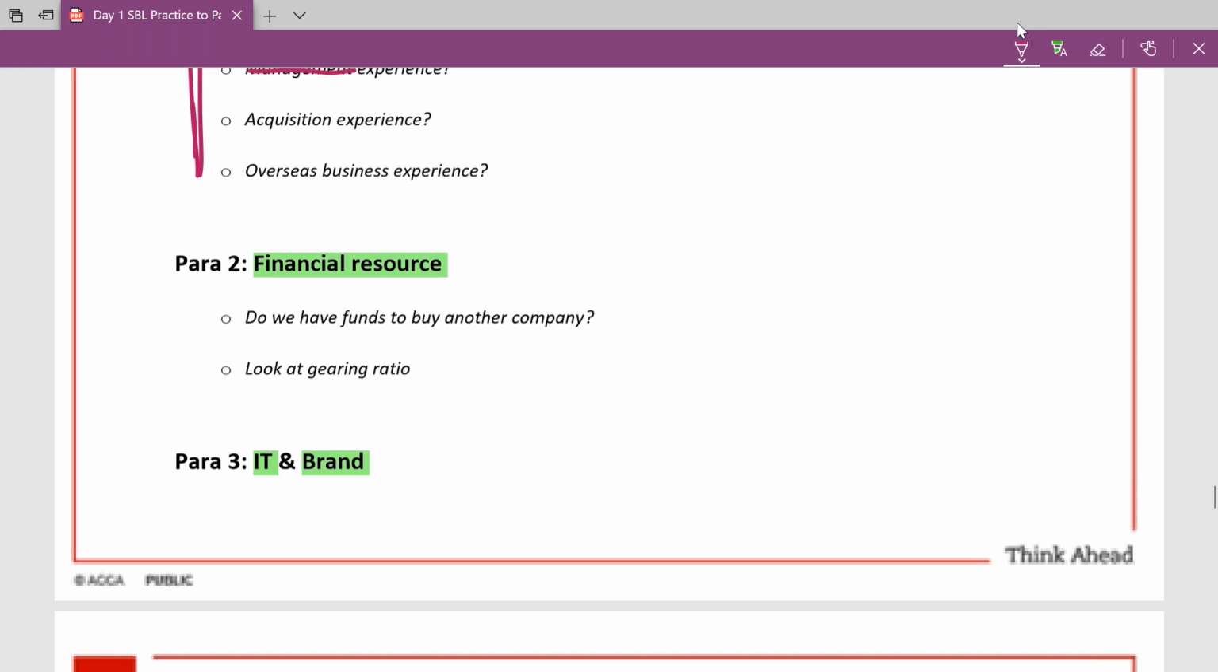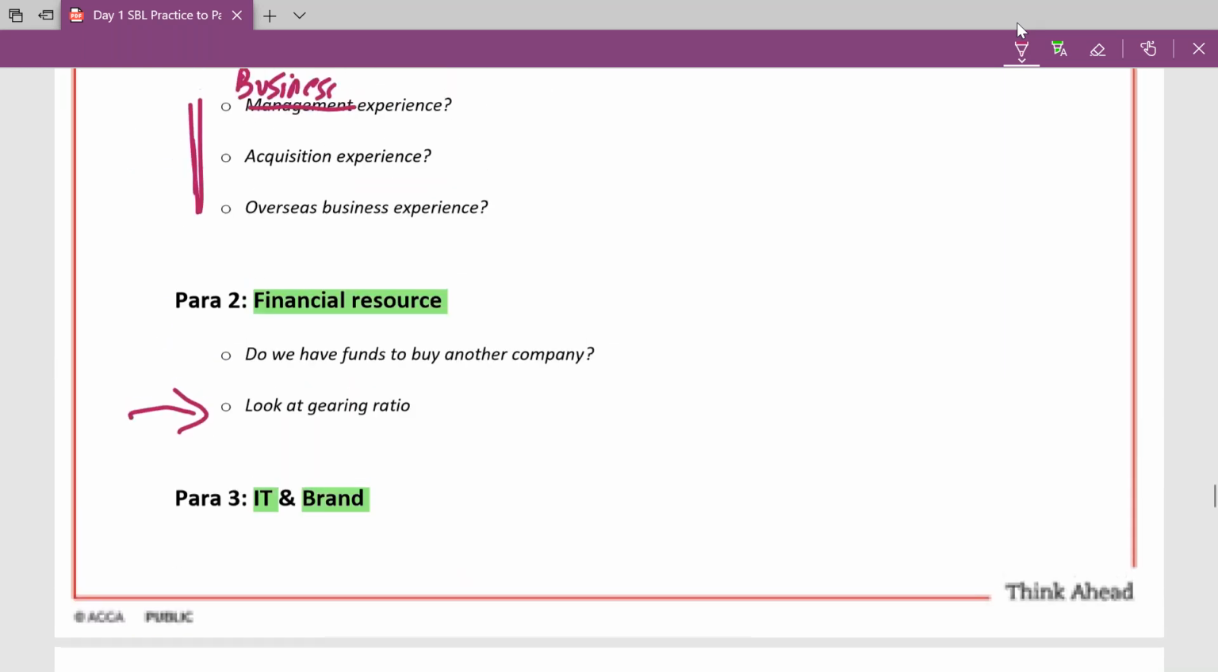Now, if you are a cash rich company, then you might have reserves and cash. And if you are not a cash rich company, then you might need to take financing. So for that, you might need to check the gearing ratios. If your gearing ratio is low, then yes, you will be able to take loans to finance the acquisition. And if in case your gearing ratio is high, then you would struggle to raise the finance. So financial resources talks about whether you have the money to buy.